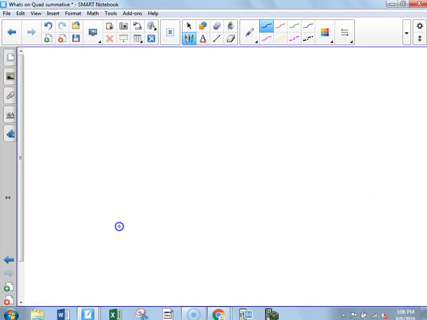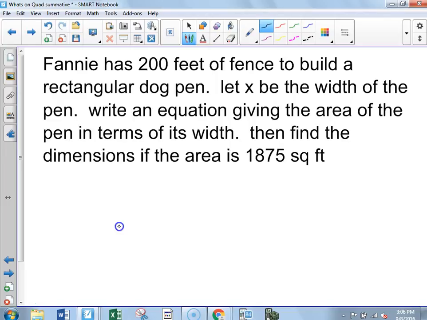Last one. Okay? There's a question like this. Remember all those dog pen, Farmer Joe making an animal pen on his, splitting it into 3? It's not like that, okay? It's not split into 4 separate sections. It's just a rectangle. Fanny has 200 feet of fence to build a rectangular dog pen. Straight up rectangular dog pen, okay? Let x be the width of the pen. Write an equation giving the area in terms of only the width.